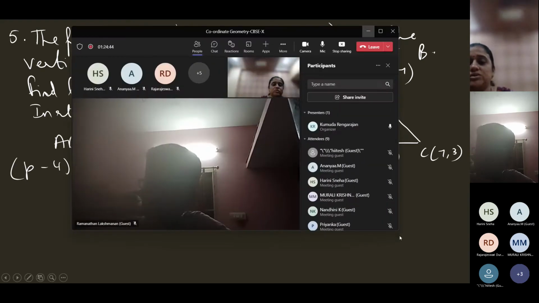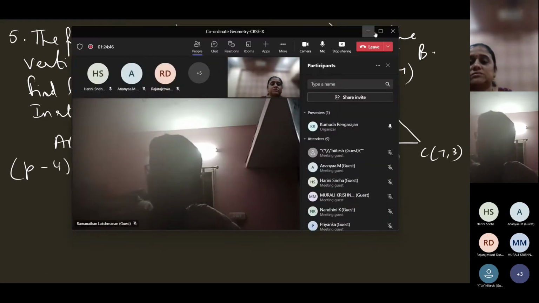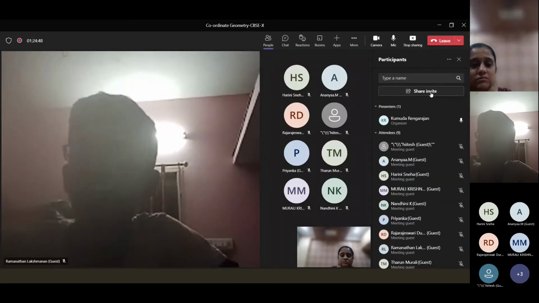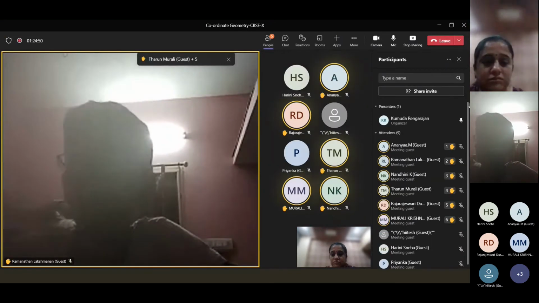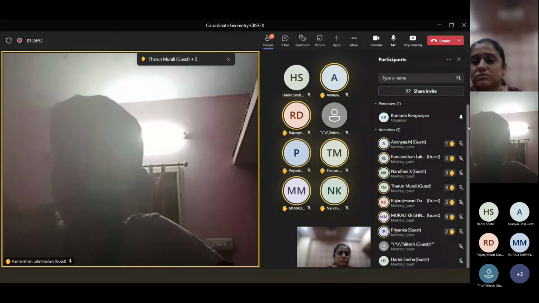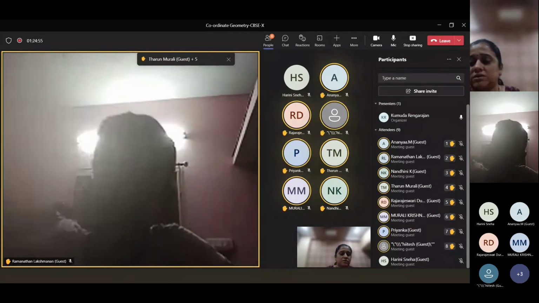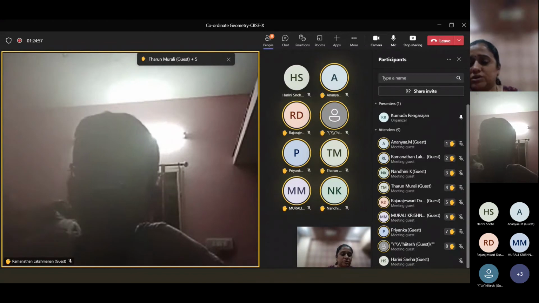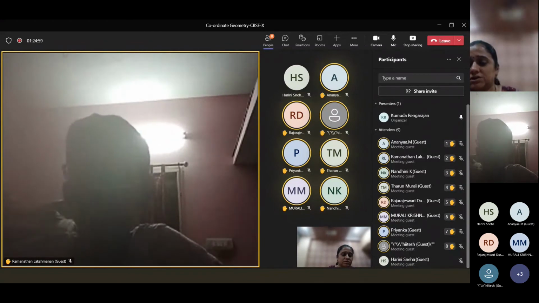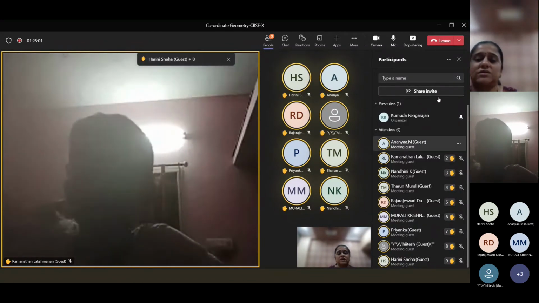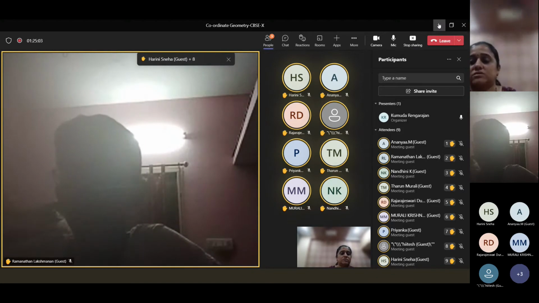Yeah, class, use the emoji. Raise your hand. Ananya, Ram, Nandini, Tarun, Murali, Rajeshwari, Murali Krishna, Priyanka, Hitesh, Harini and Sneha there. All right, very good children.